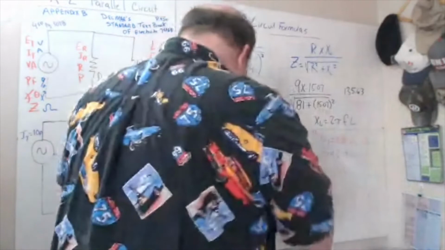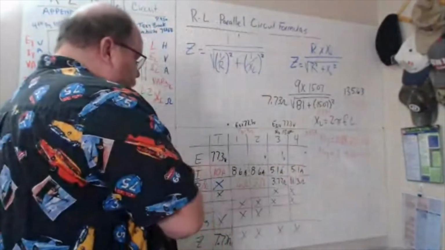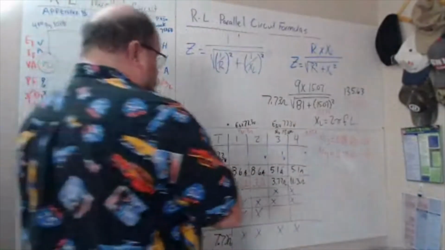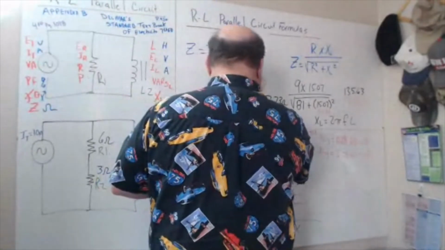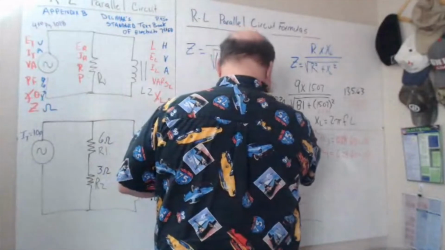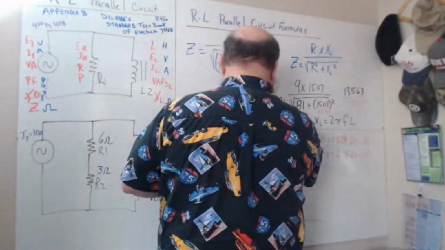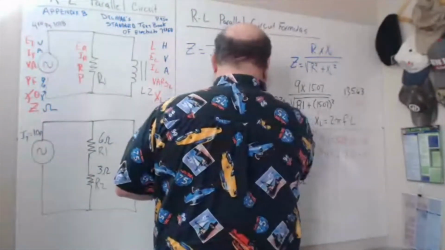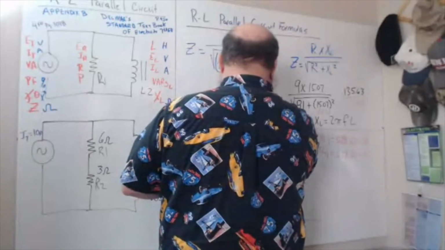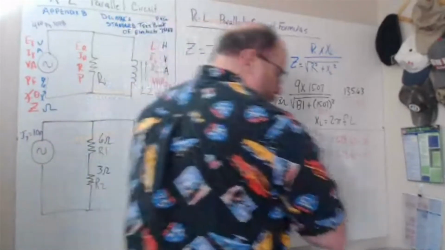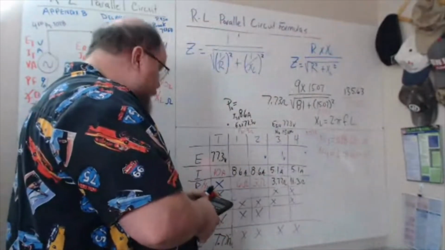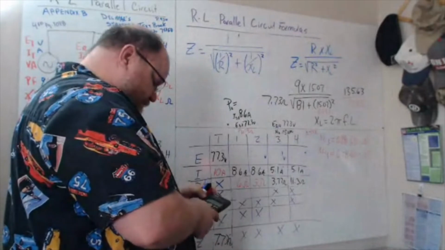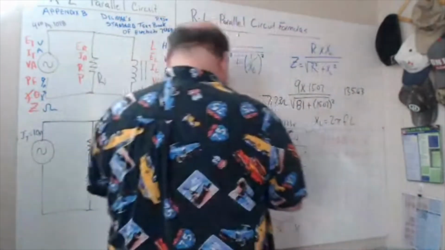All right. So I can find my total power here as well, right? Because I know that my I12 is 8.6 amps. So my power is going to equal 8.6 times 77.3. That's going to give me 62.87 watts.